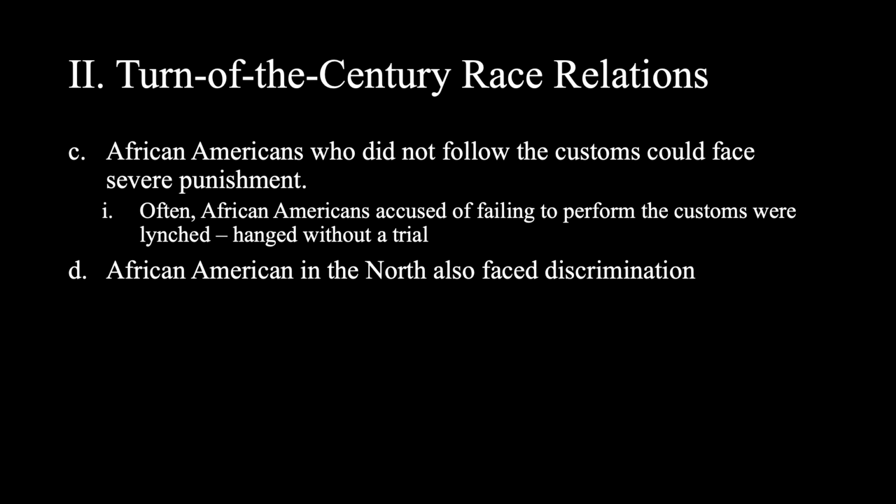De facto segregation was segregation by fact. There was no law whatsoever, but it was just, quote, the way it was, unquote. For example, if you had moved to the North, you found that you were living in a segregated neighborhood.